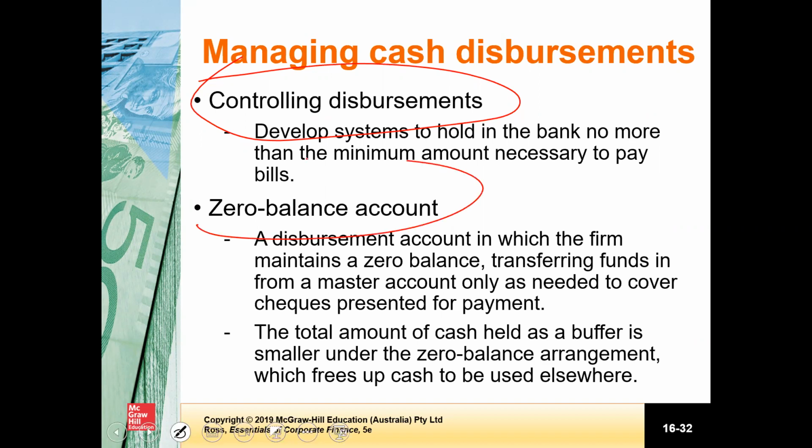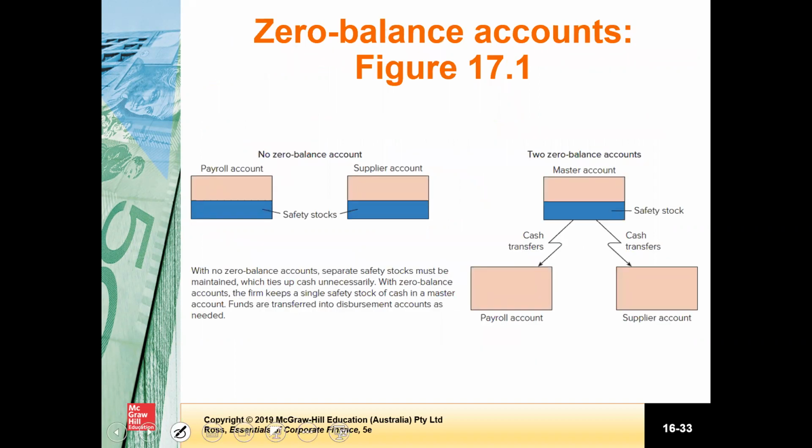For example, zero balance accounts. With a zero balance account, the firm in cooperation with its bank maintains a master account and a set of sub accounts. Okay. When a check is written or an electronic payment is to be made from one of the sub accounts, the necessary funds are transferred in from the master account. Okay. So look at this diagram to understand how it works.